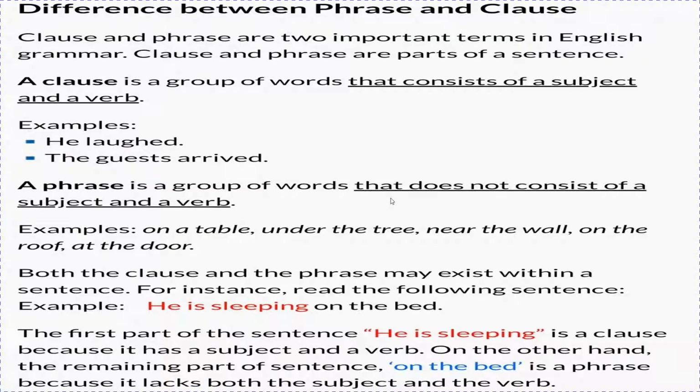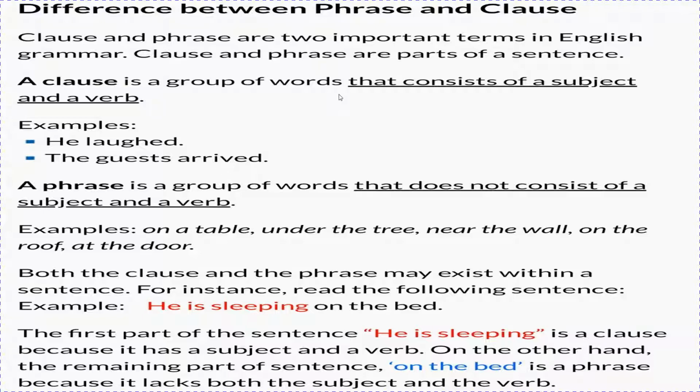Before explaining three types of conjunctions, let's learn the difference between a phrase and a clause, because we are going to use these parts of a sentence in the explanation of the three types of conjunctions. So children, clause and phrase are two important terms used in English grammar. They are parts of a sentence. So what is a clause? It is a group of words that consists of a subject and a verb. For example, he laughed. So "he" is the subject here and "laughed" is the verb.